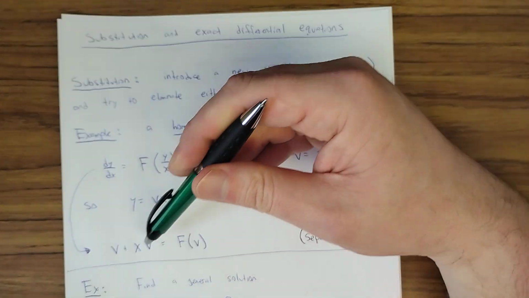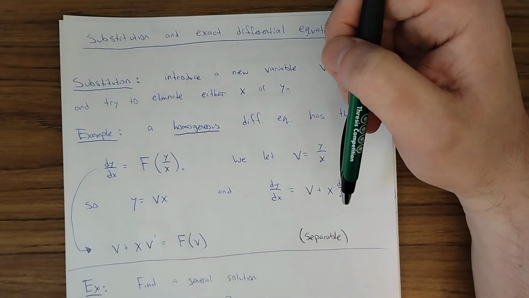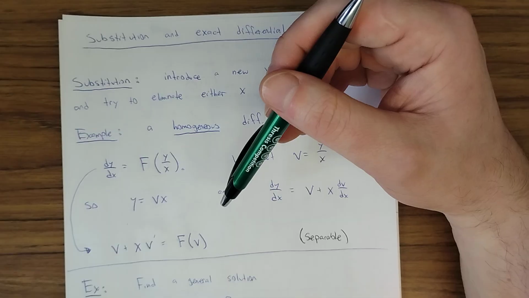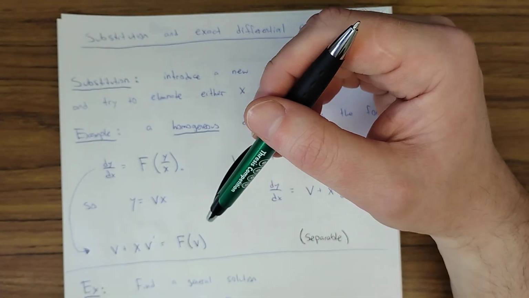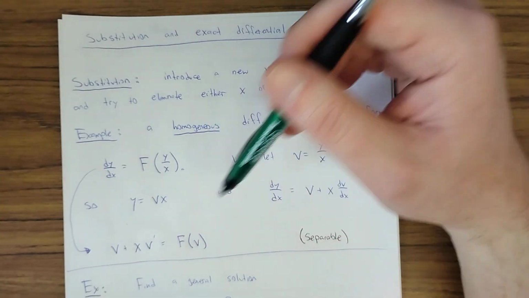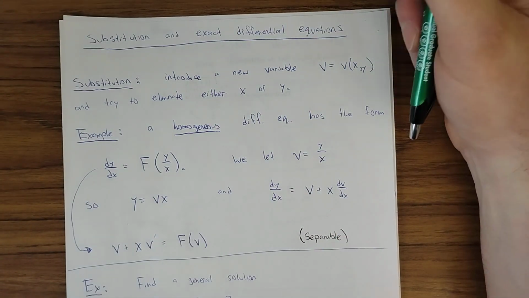So in general, what you do is you solve this one. Like I said, it's separable, and then you take whatever answer you get. You're going to get an equation involving x and v, and then just replace all your v's with y over x, and then you're done.